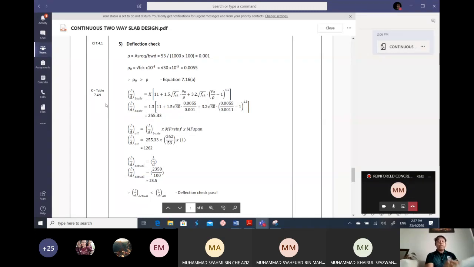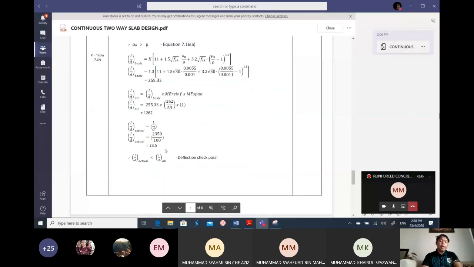So if you refer to table 7.4, okay, I don't have a soft copy here for table 7.4. Because this is a two-way slab, the end span of a continuous beam or one-way continuous slab, or two-way spanning slab continuous over one long side, it means that K is equal to 1.3. So based on table 7.4, I've got the answer here 1262, and then the L over D actual, the D here is DX, and the deflection check is pass.